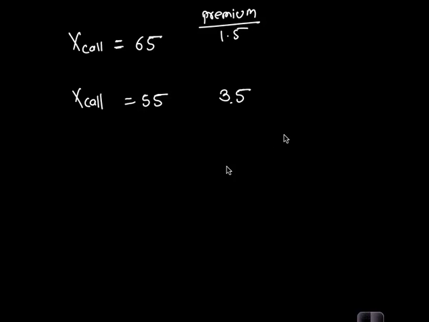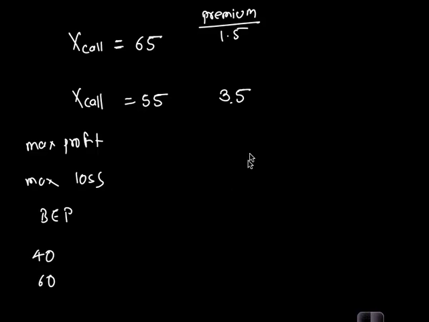You have to find out maximum profit, maximum loss, break-even point, then profit when the price of the underlying is 40, profit when the price of the underlying is 60, profit when the price of the underlying is 58.5, when it is 70, when it is 75, and when it is 100.